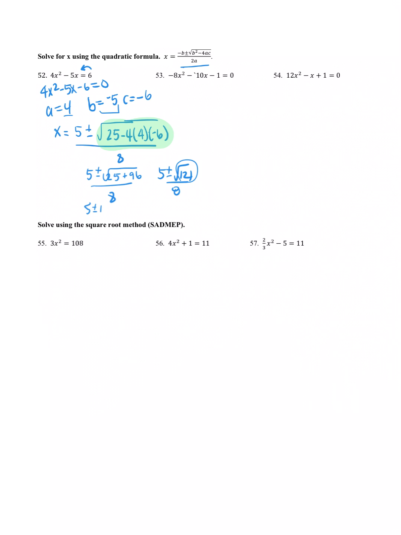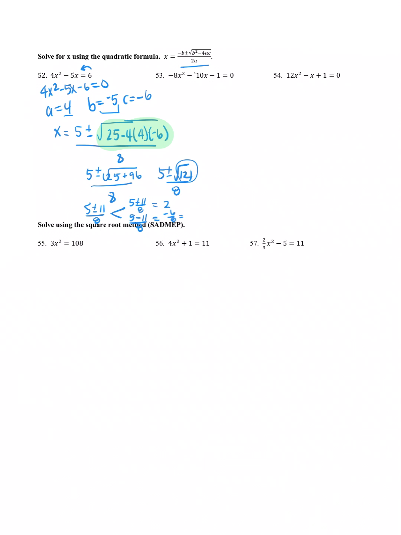So 5 plus or minus 11 all over 8. Ah, numbers break it up. 5 plus 11 divided by 8. 5 minus 11 all divided by 8. And I get my two answers. This one is 2.